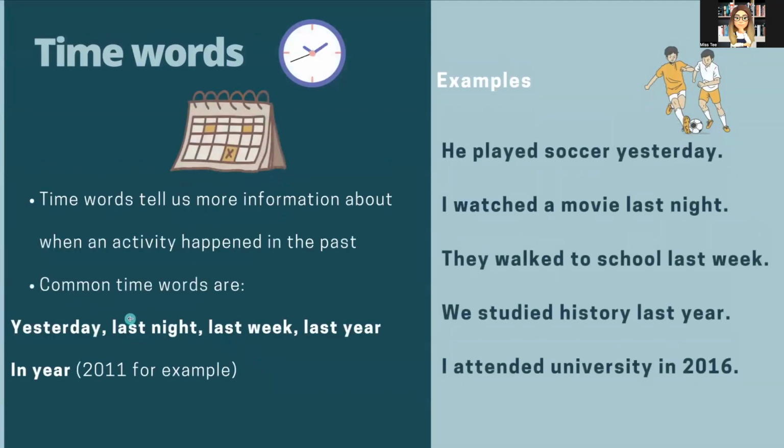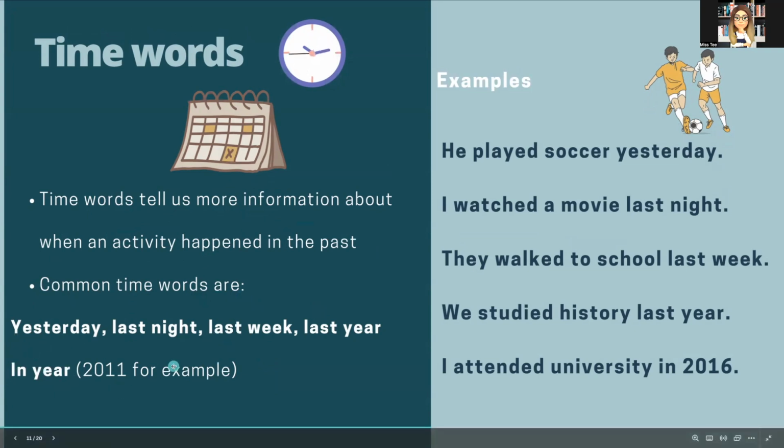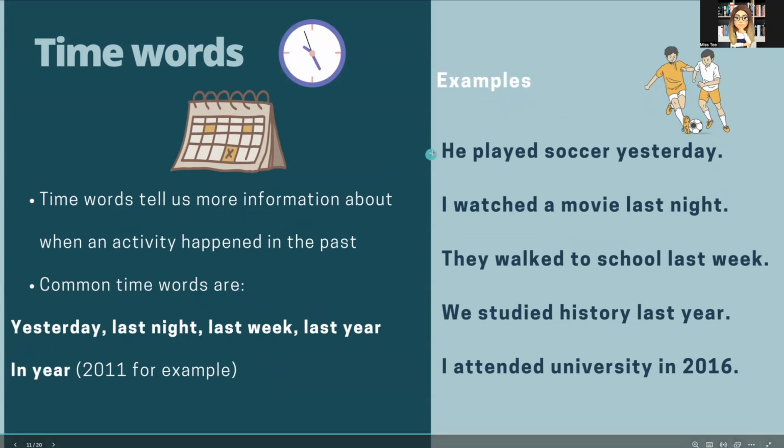So we're going to talk about time words here. Time words tell us more information about when an activity happened in the past. Common time words are yesterday, last night, last week, last year, or in some kind of year. So you can say in 2011. Here's some examples to make it more clear.